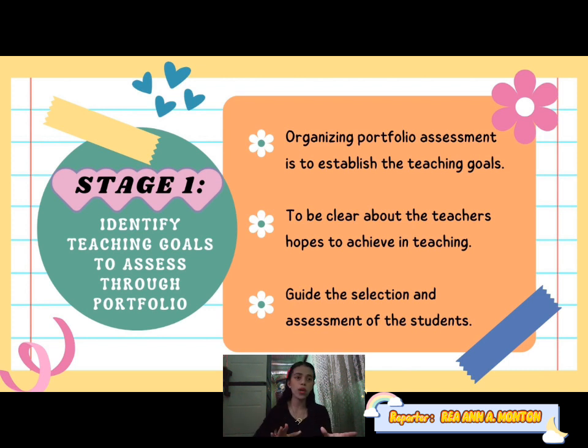So, stage 1 is all about identifying the teaching goals or instructional goals that the teacher wants to achieve for the students. Okay, so it has organizing portfolio assessment, and organizing portfolio assessment is to establish the teaching goals. Next is to be clear about what the teacher hopes to achieve in teaching. And the last one, guide the selection and assessment of the students' work.